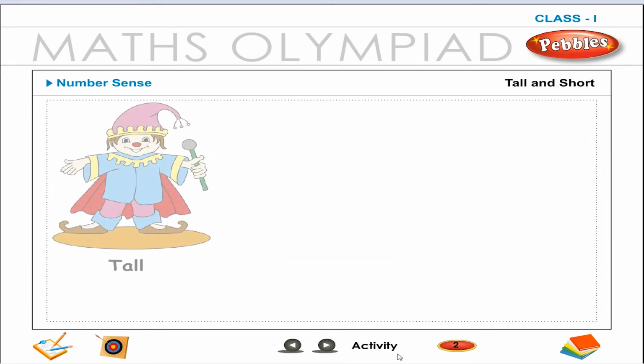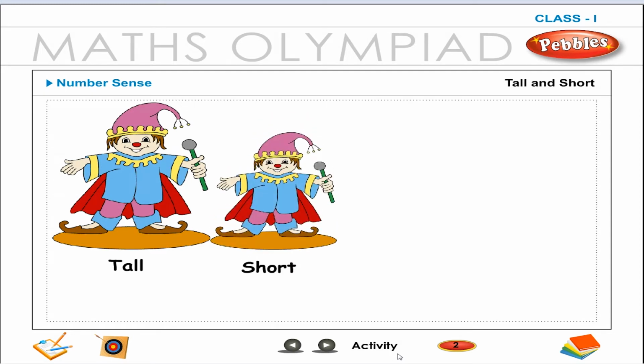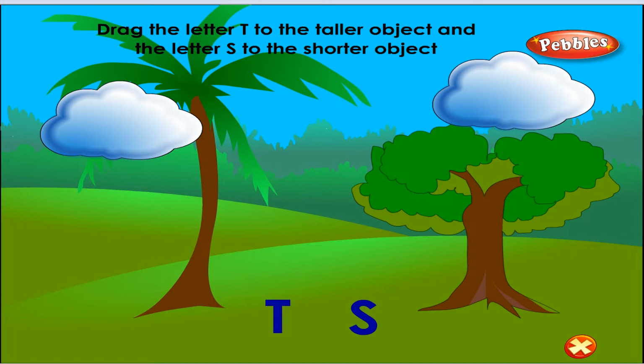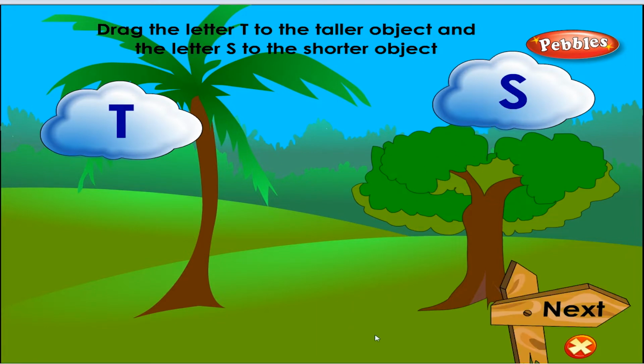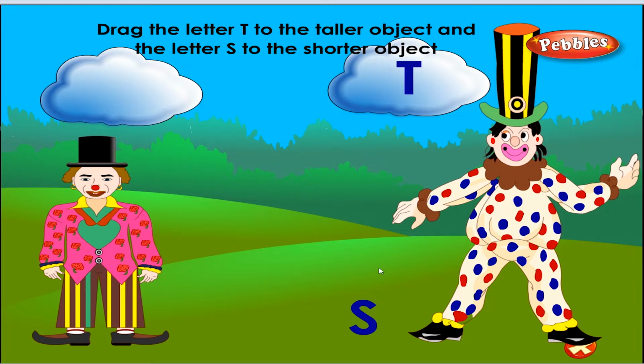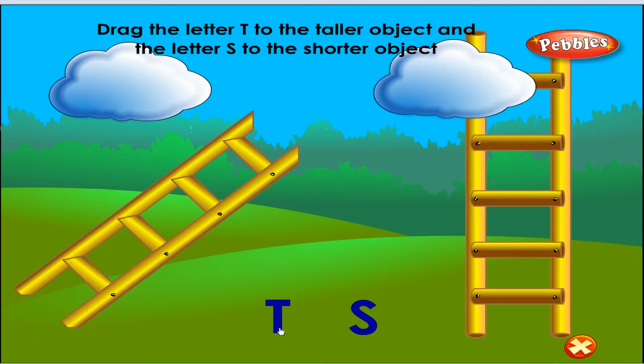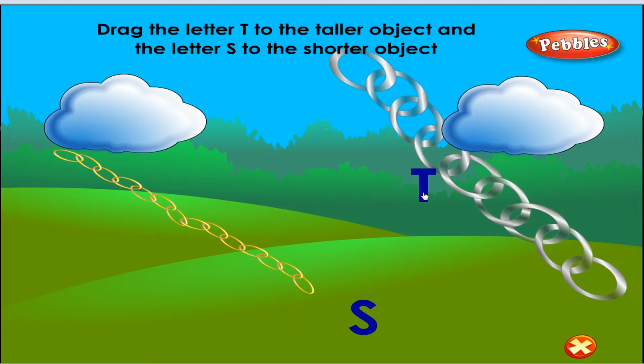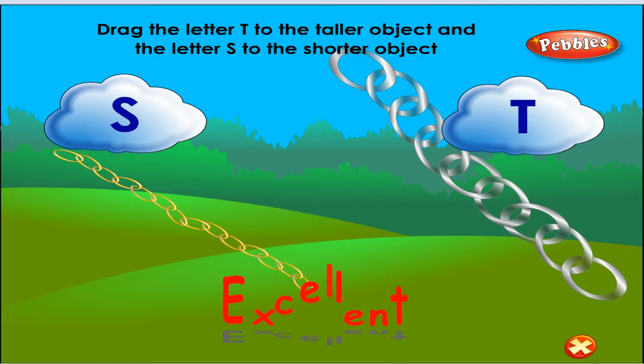Tall and short. Look at the pictures above. You can see a tall joker and a short joker. You can also see a tall tree and a short tree. Drag the letter T to the taller object and the letter S to the shorter object. Excellent.